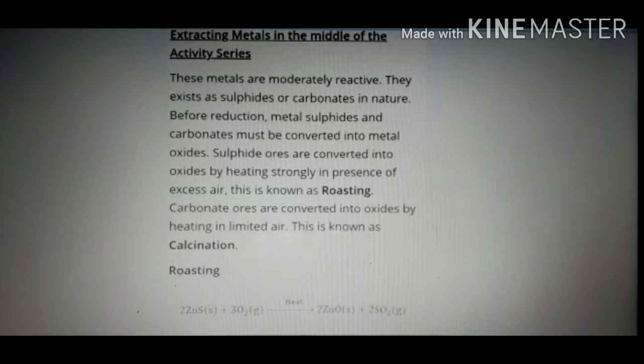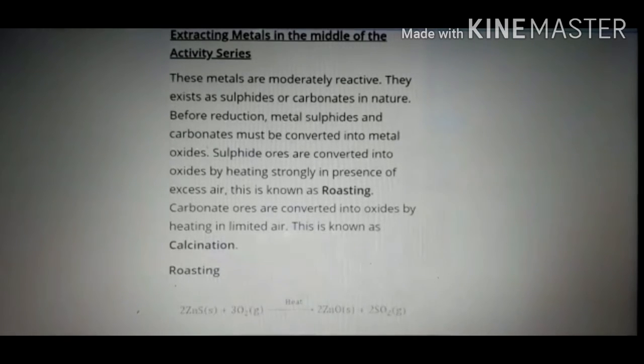The process by which sulfide ore is converted into oxide by heating strongly in excess of air is known as roasting. Next, carbonate ores are converted into oxides by heating in a limited air supply. This is known as calcination. These two processes, roasting and calcination, take place for metals in the middle of the activity series.